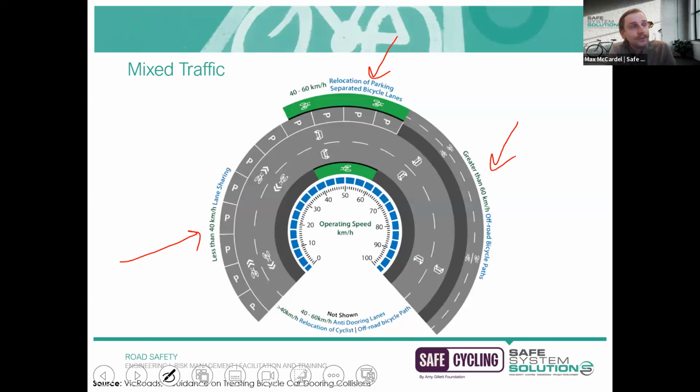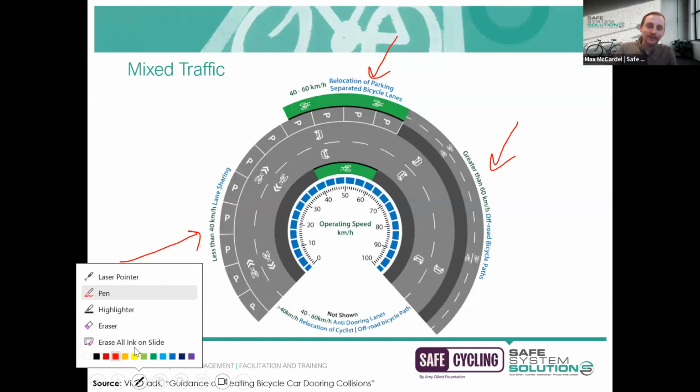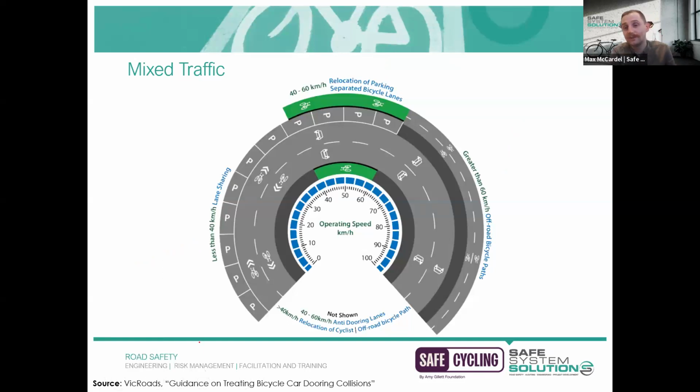So for those that have done any safe system training or road safety training, we do know that cyclists are considered vulnerable road users, and they are at a great risk of fatal or serious injuries at relatively low speeds because they do not have the same safety features as vehicles, as you can appreciate.